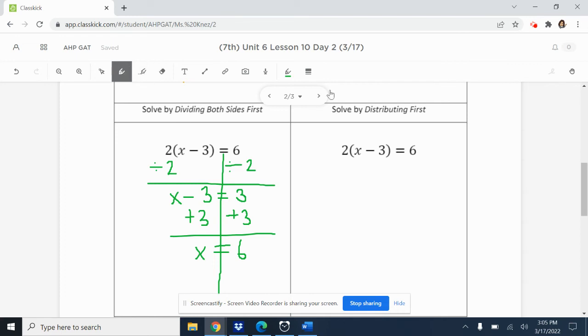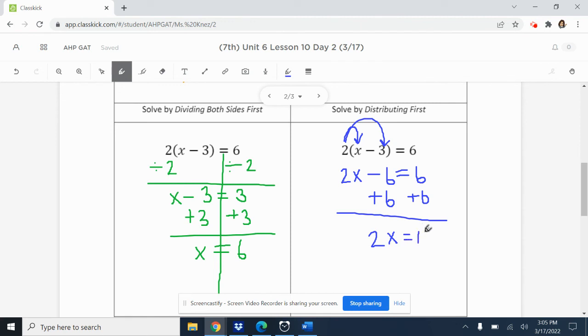Now, the other version of this equation asks me to solve by distributing first, which means I need to give the 2 to both terms inside of my equation. I end up with 2x, because I'm multiplying 2 times x, minus 6, because 2 times 3 is equal to 6. 2x minus 6 equals 6. Now, my goal here is to get 2x by itself. So I'm going to add 6 to both sides of my equation. When I add 6 to both sides of my equation, minus 6 plus 6 cancels out, and I end up with 2x equals 12.